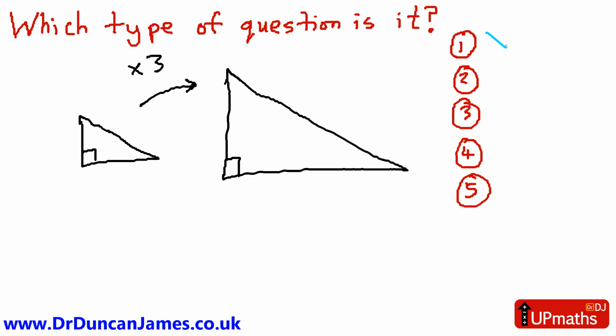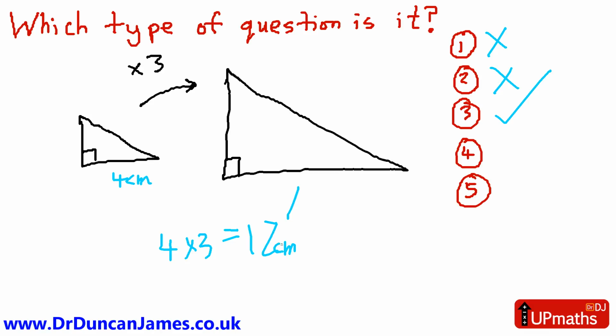Okay, they're not equilateral. They're not isosceles. Well, actually, they could be, but we don't have clear evidence. Is it similar triangles? Oh, yes, it is. So the first thing we will try and do is use the similar triangle method. For example, if that was 4 centimeters, then we would just do 4 times 3 equals 12 centimeters to give the length there.